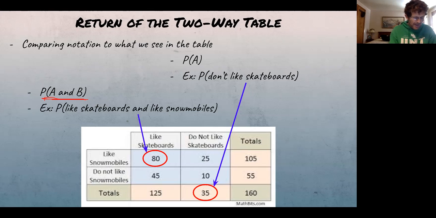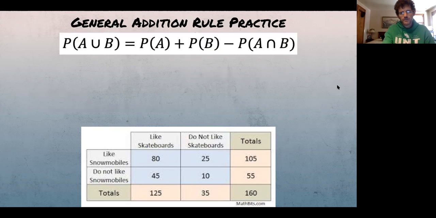What's the probability out of 160 people that they're going to like skateboarding and they're going to like snowmobiles? And that's going to be 80 of those 160. So it's actually a 0.5 probability. This is not the same as the conditional probability we just talked about, because it's a probability of liking both, not liking skateboards on the condition that someone likes snowmobiles, because this 160 includes people who don't like snowmobiles. All right, we'll try and see that clarification as we move through. And we will have some practice problems with that.